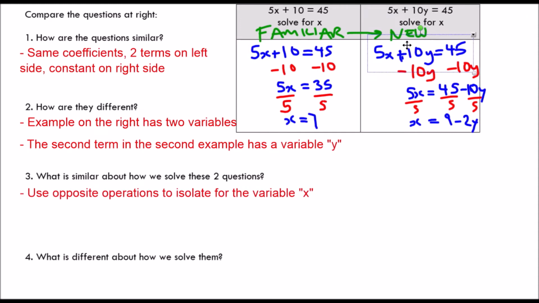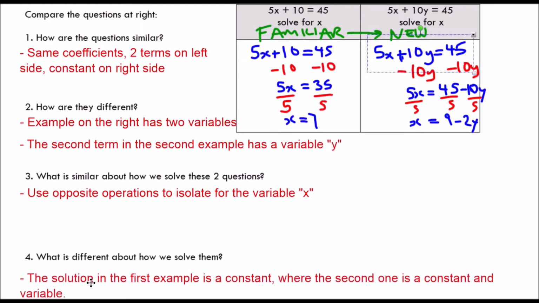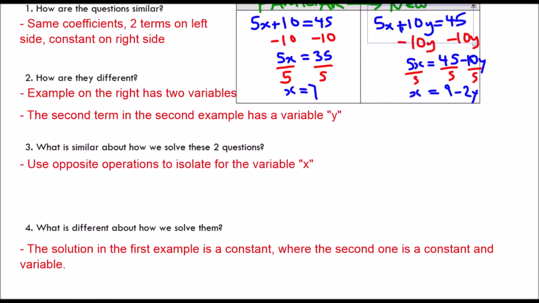I've got that x by itself on the left, and using opposite operations, we subtracted, and then we divided, and we get our answer. What's different about how we solve them? Well, the solution of the first example is a constant, right? So I got a constant on this side, a variable on this side, and then of course I divide to get this. Where the second one, I am still isolating for the x, but I have a variable on the other side, and that's okay. But my answer will now be a constant and a variable rather than just a constant. All right. What else? And that's really it.